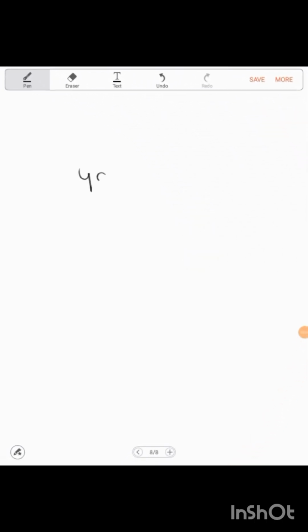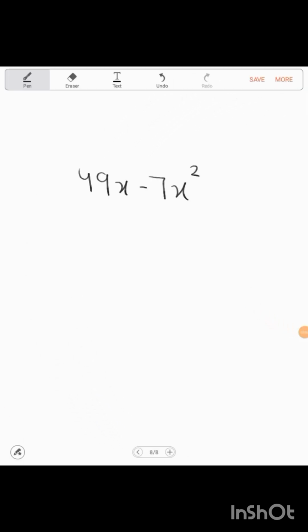Okay, so let's do one more question. Now if I give you 49x minus 7x square. Now first let's see the variables. So over here x is 1 and over here x is square. So the minimum times you can take x as common is 1. Okay, you cannot take twice because the power of x over here is 1, so you can only take x once as common. So x is written over here.